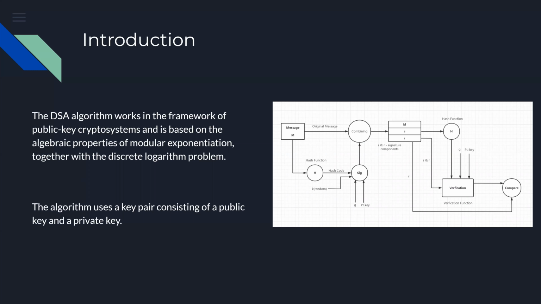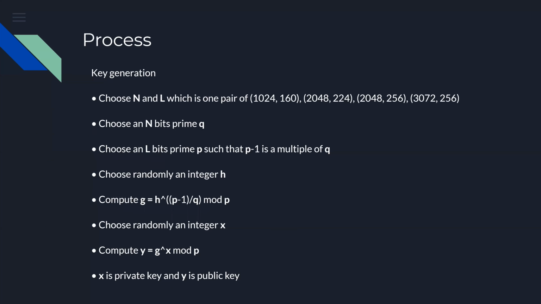The DSA algorithm works in the framework of public key cryptosystems. On the right side, the picture describes the processes of the DSA. Okay, let's look at the key generation process. We need to choose N and L, P and Q to generate X and Y, which are the private key and the public key.